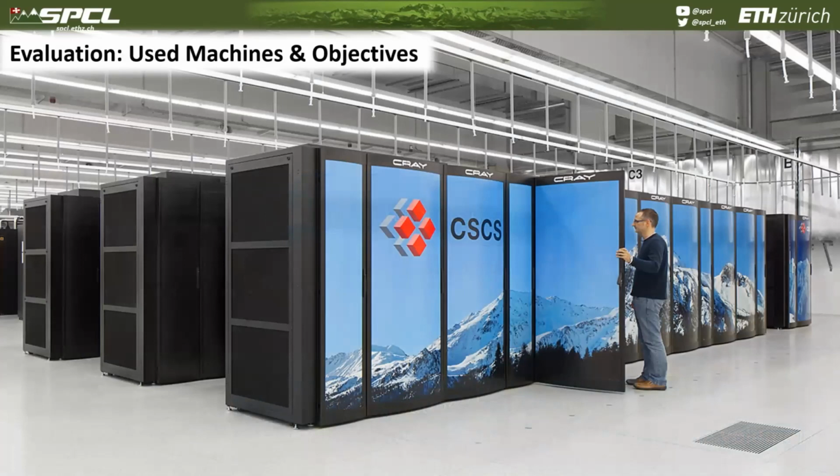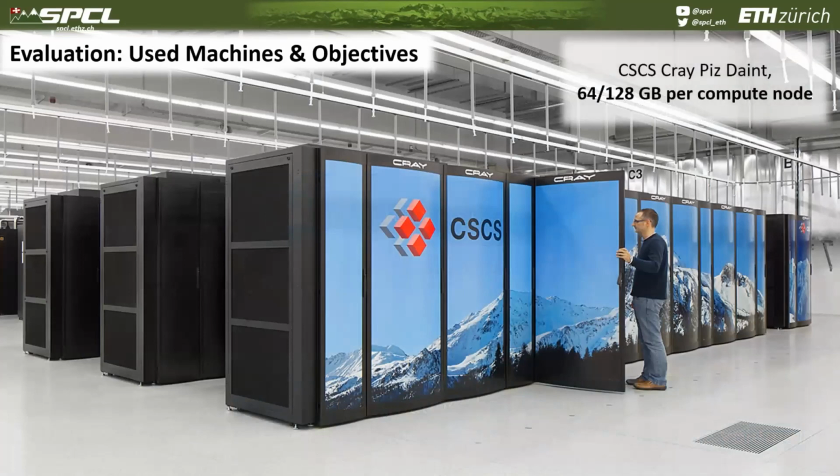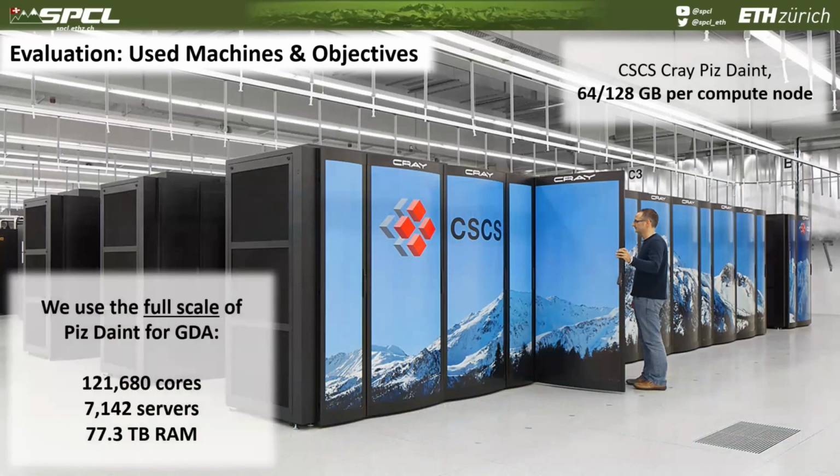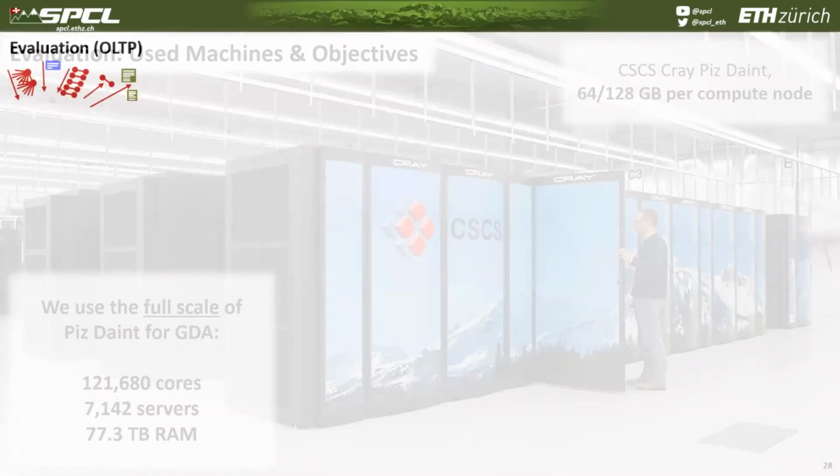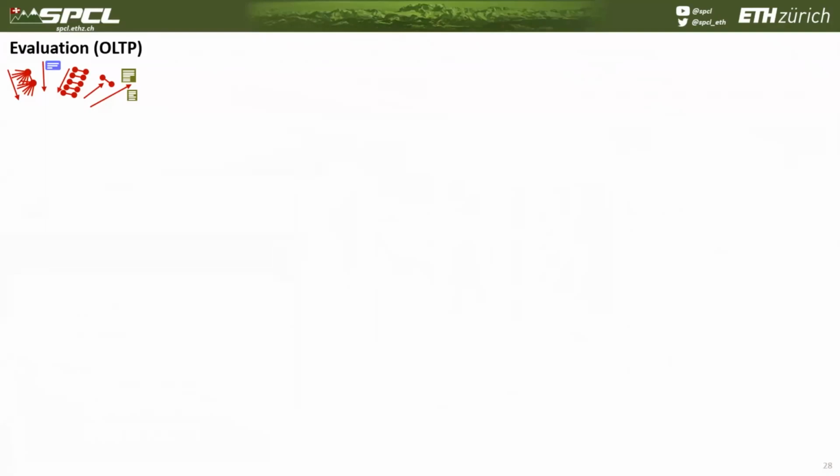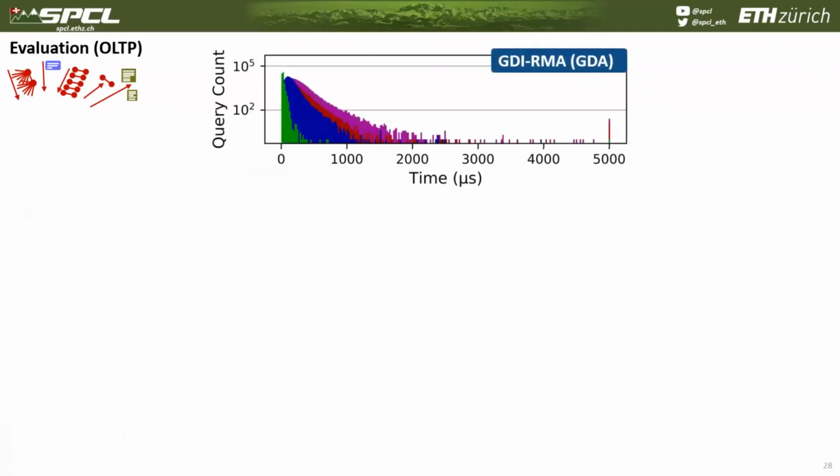In our evaluation, thanks to the generous support from the Swiss National Supercomputing Centre, we are able to use the full scale of the Piz Daint supercomputer that amounts to more than 120,000 cores and more than 7,000 servers. So let's take a look at some OLTP evaluation. On this plot, we can see a histogram, and on the x-axis we can see the latency to run an OLTP query. Here we are focusing on vertex updates.